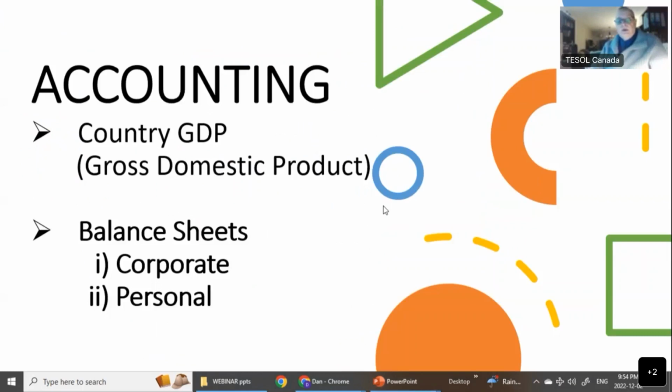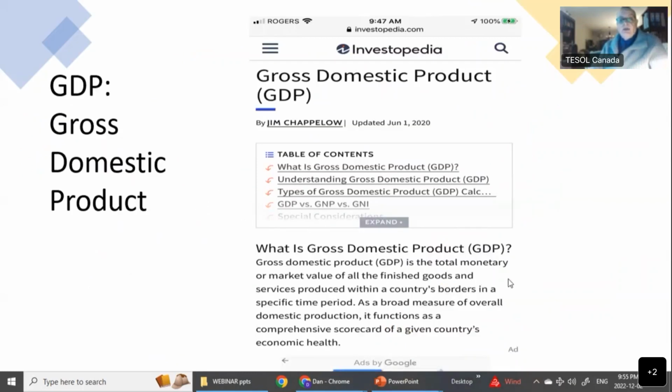Then we go into different types of accounting, gross domestic product, what that means for a company. We talk about balance sheets, corporate and personal balance sheets. Gross domestic product is the market value of all the finished goods and services produced within a country's borders in a specific time period, usually a year. The GDP for the fiscal year end of a given country is a good indication of the country's economic health.